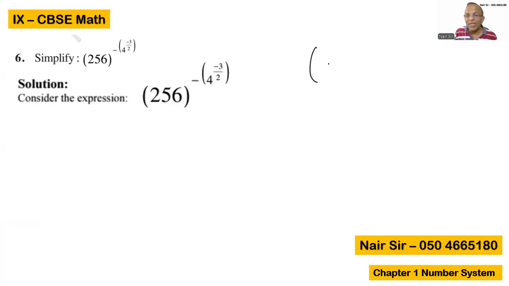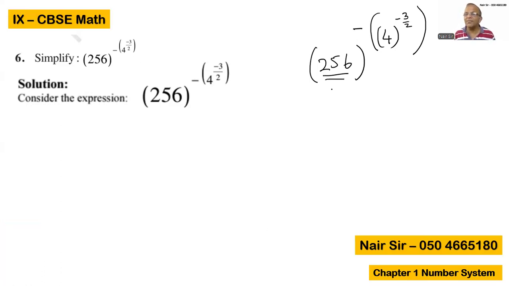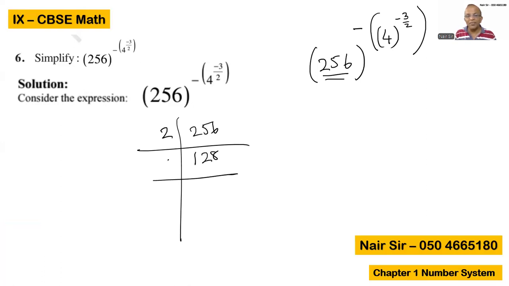Now, my question tells me that it is 256 raised to minus, bracket, 4 bracket, minus 3 upon 2. This is what is being given to me. First come first, I will look at this number. What do I write? This particular thing I have explained in my previous video, so I will not take much time. I'm just going to solve it. By grade 9, you should know how to do it, and if you don't know, do learn it.